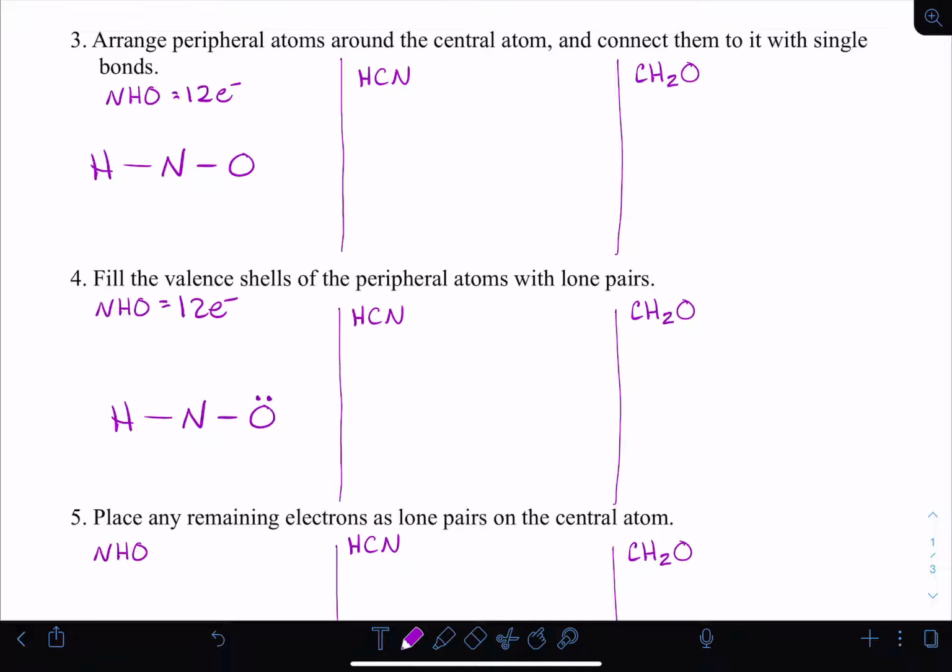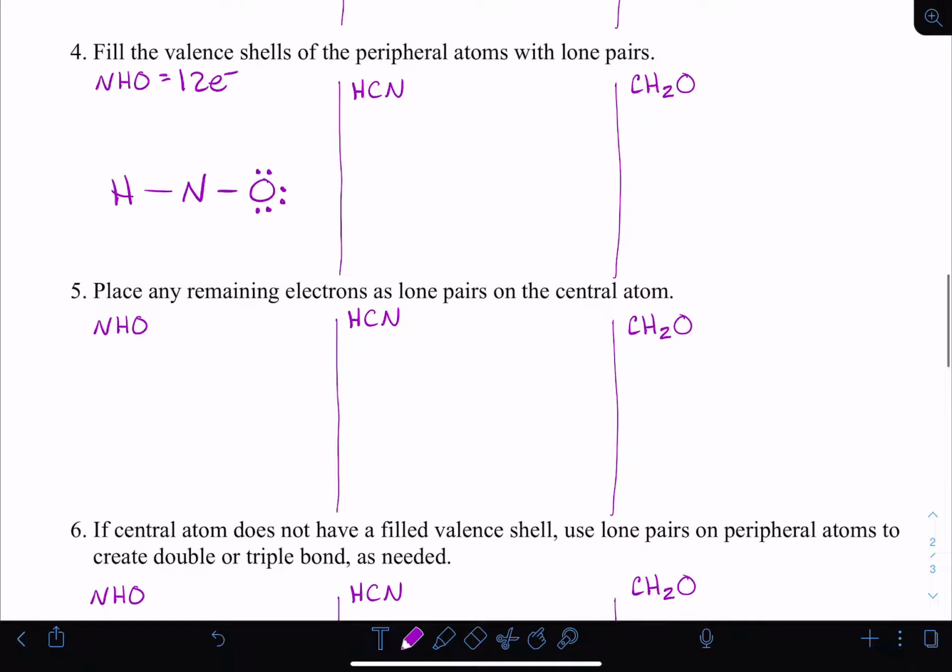Now we need to fill up oxygen with our next 6 electrons. So our oxygen now has 2, 4, 6 electrons from lone pairs, plus the 2 from the bond to give it the 8 valence electrons that it wants. So far we now have 2, 4, 6, 8, 10 total electrons in our structure, when we want 12. So we still have 2 electrons left to place.